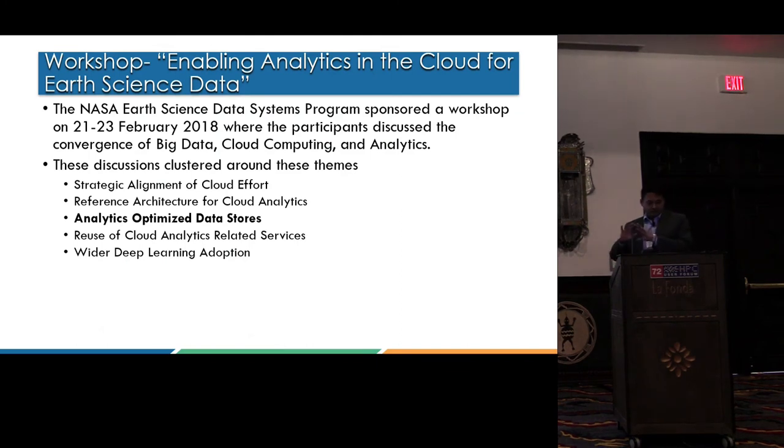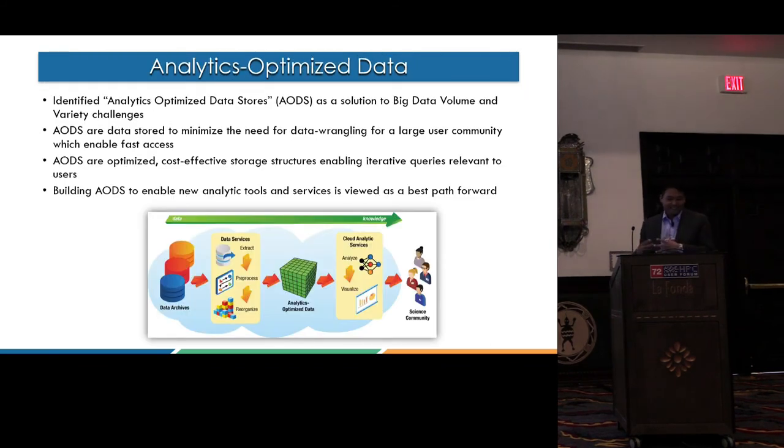So with this strategy in place, we started looking at how we enable analytics on the cloud. We had a workshop early last year, which looked at the intersection of cloud computing and big data. One of the key things that came out of it was this notion of an analytics optimized data store. Because of our complex data sets, how do we pre-process data to minimize data wrangling? And also, how do we put it in efficient storage structures to enable iterative queries?